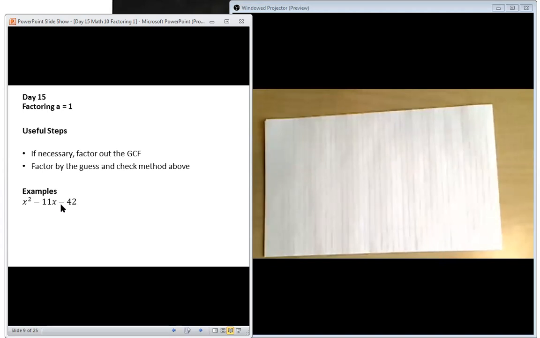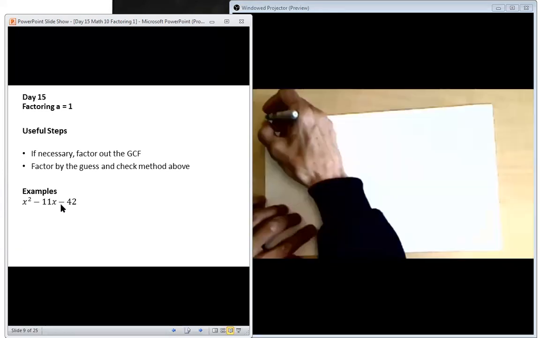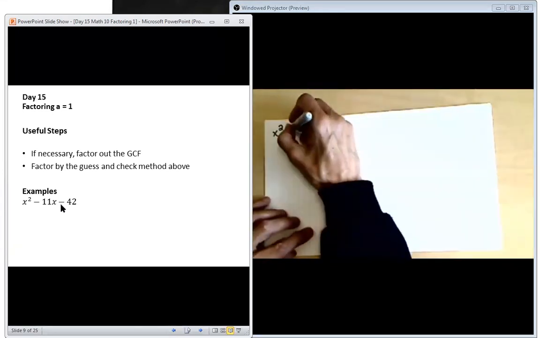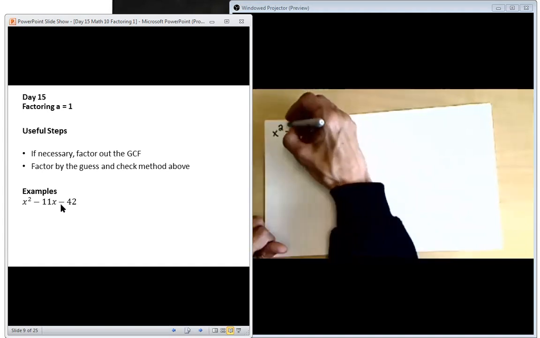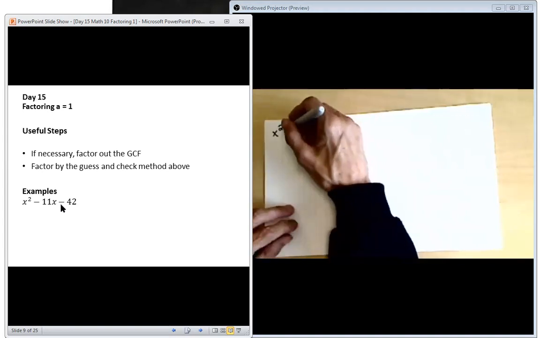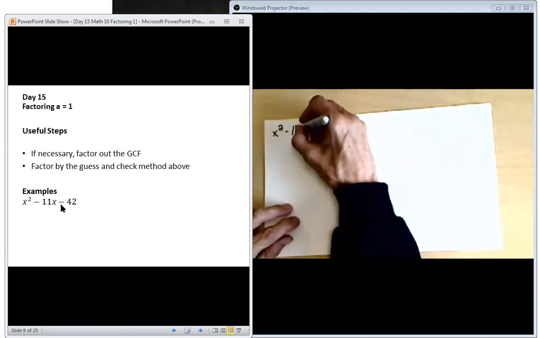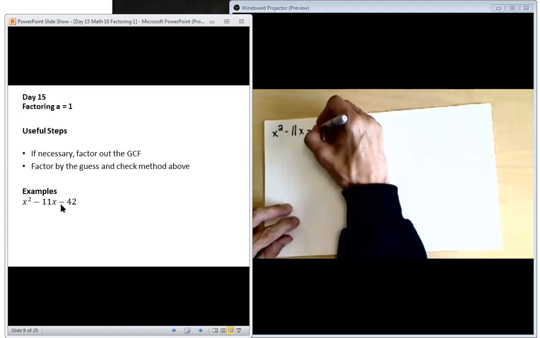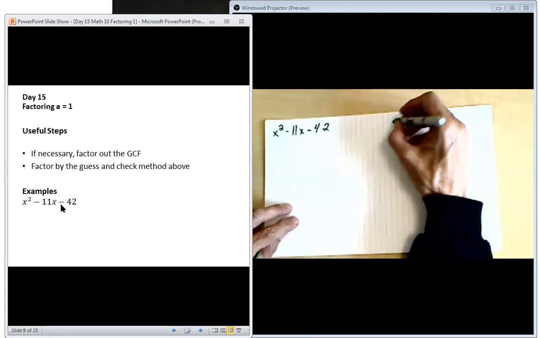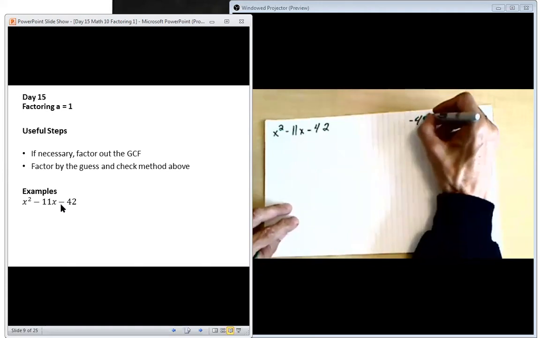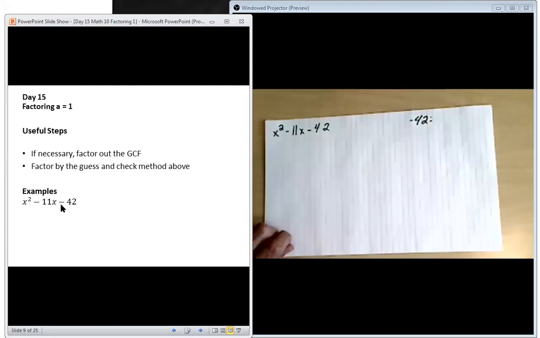Okay, so what is... we have x squared. Wait a second, minus 11x? And 42. I think it's 4. We'll have to make the list and see. What multiplies together to give minus 42?